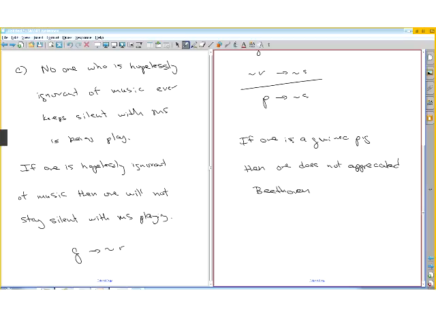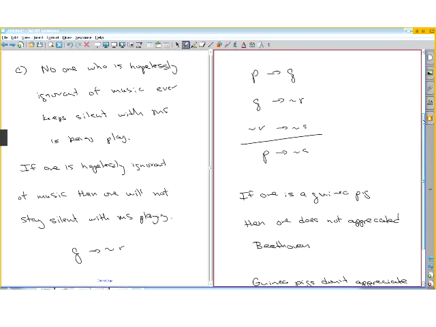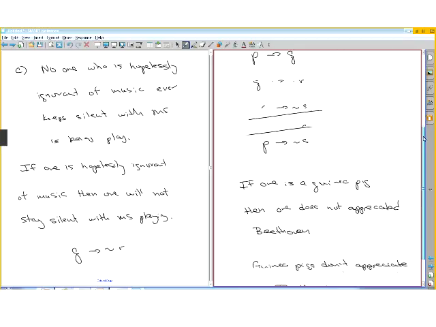And if we wanted to rewrite this in another form, we'd say, you know, no guinea pigs appreciate Beethoven, or guinea pigs don't appreciate Beethoven. So let's put that in there. Guinea pigs don't appreciate Beethoven. And so that would be the final conclusion based on this particular sequence of premises.